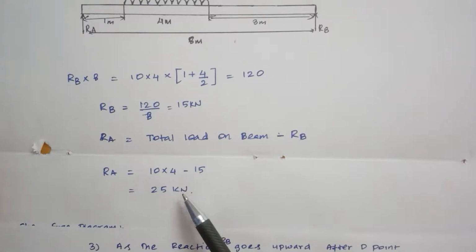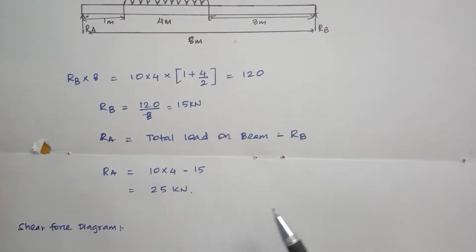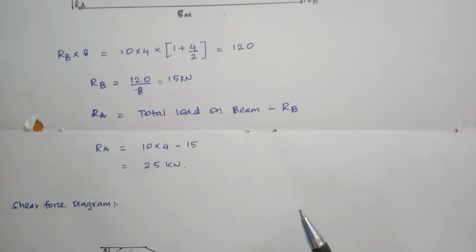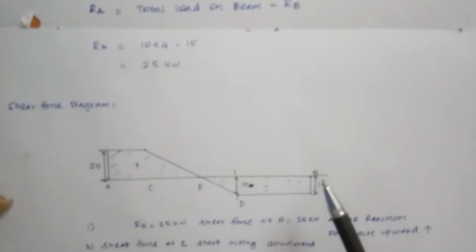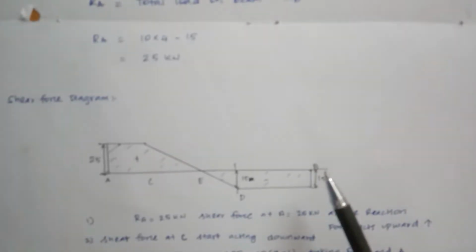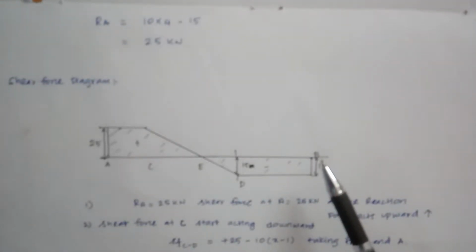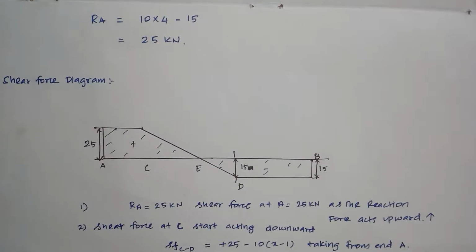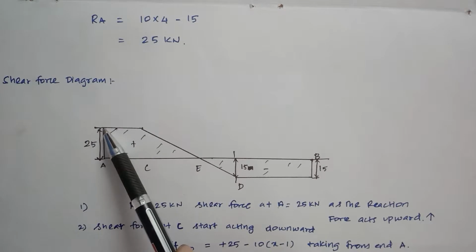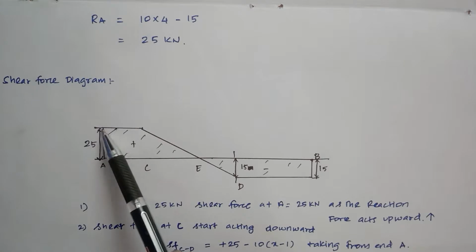Then we are going to draw the shear force diagram. Shear force diagram is a very easy diagram. First you have to concentrate on Ra, from Ra we have to draw the shear force diagram. Ra is the most important point. Ra reaction force acts in the upward direction, so draw Ra 25 kilonewton upward, and no force acts up to C level, so draw a straight line.